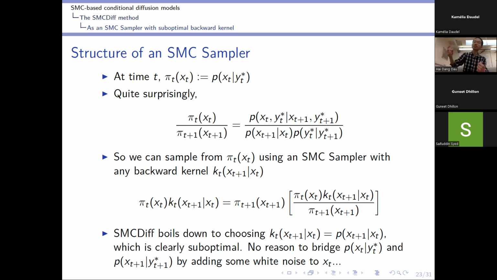Because the goal of that kernel is to bring p_t close to p_{t+1}. But there is no reason to bridge (x_t, y_t*) and (x_{t+1}, y_{t+1}*) by adding just some noise to x_t. So I think that there is surely a much better kernel to work with this SMC sampler that will provide a superior performance to the method that they showed here.